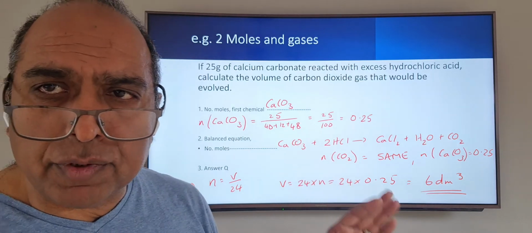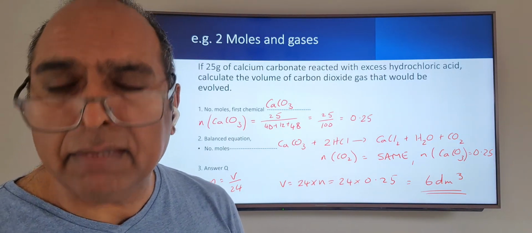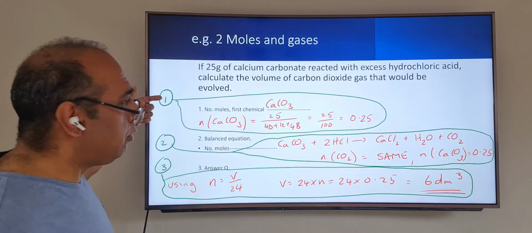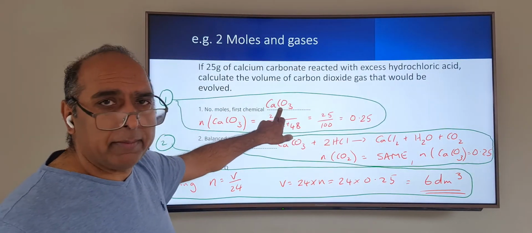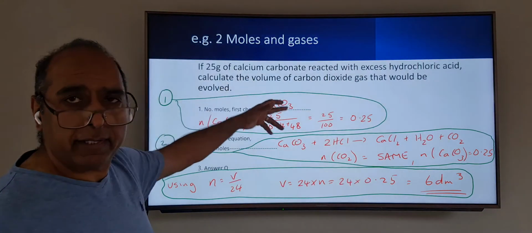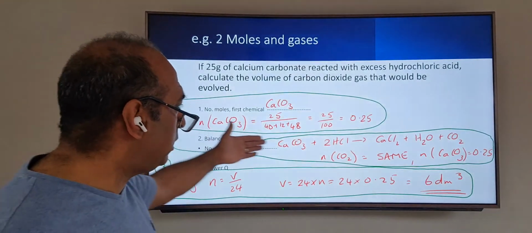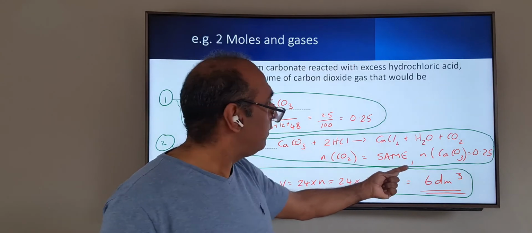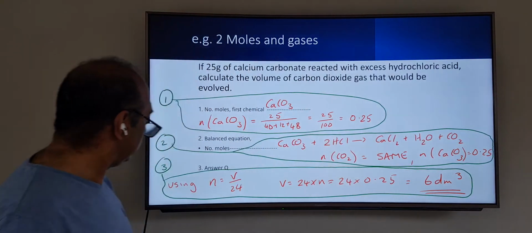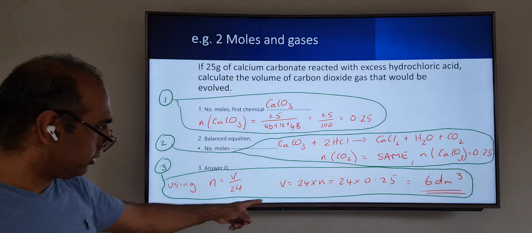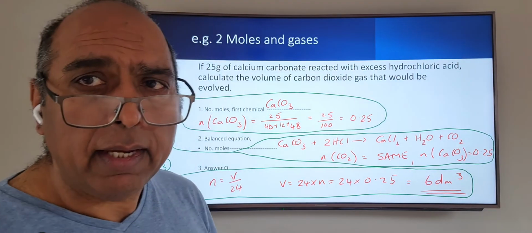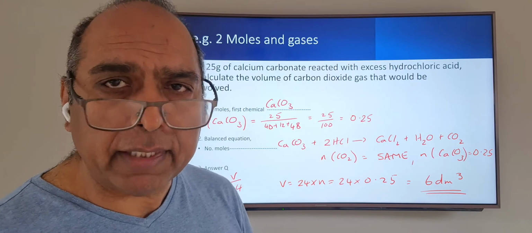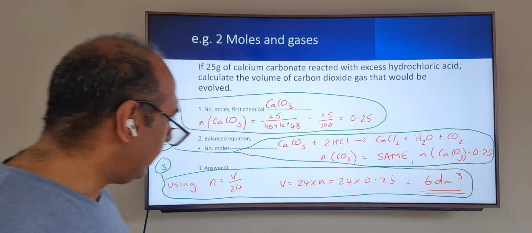This is a volumes question. Let me show you the 3 steps. Step 1. Number of moles of one chemical you can work out: calcium carbonate. Step 2. Balance equation. The number of moles of the second chemical is the same. That second chemical is carbon dioxide. Step 3. Volume of carbon dioxide. Use the volume in gases mathematical equation to work out the answer. There.